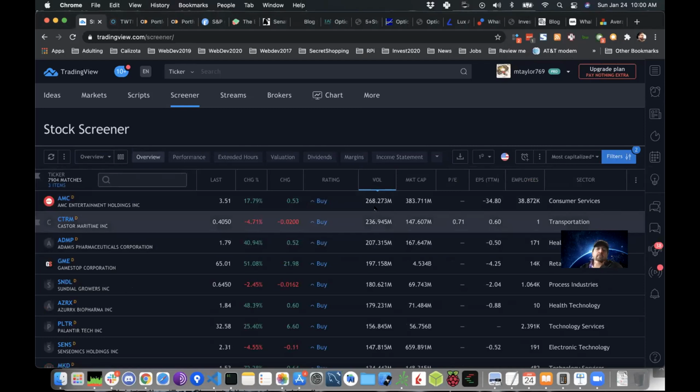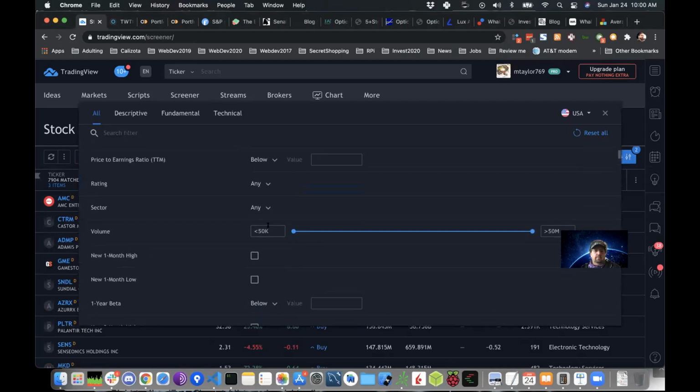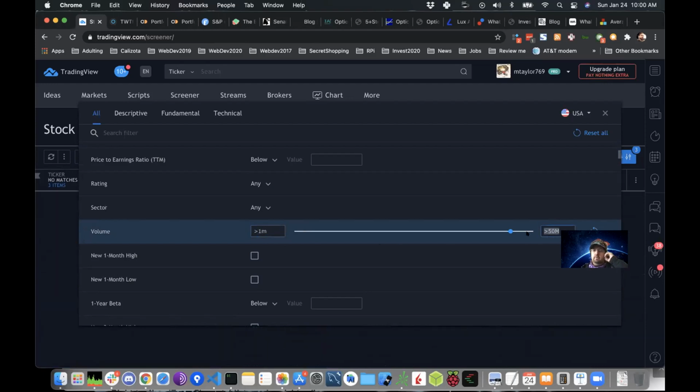You want a volume of at least 1 million. So if you wanted to do a stock screener, other filters, you want a volume of 1 million. Sorry, greater than 1 million to 50 million.